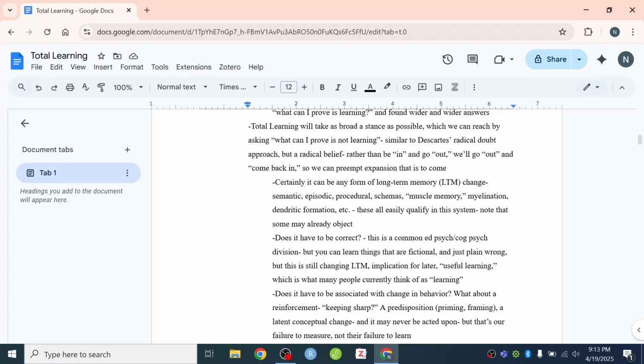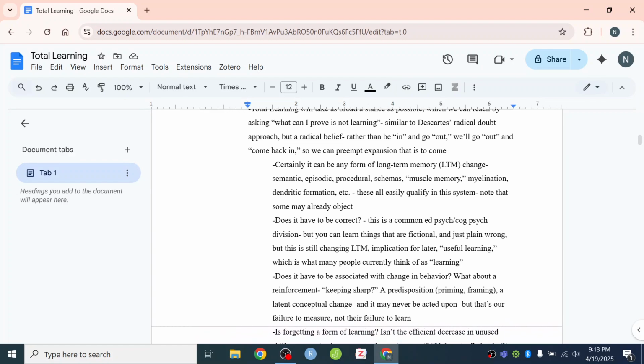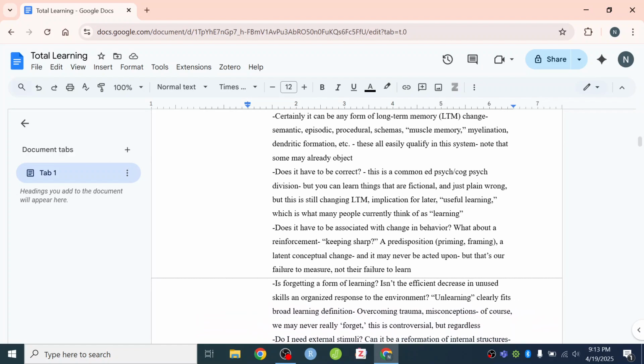Okay. So certainly we're going to accept that things that are included within the circle of total learning may not be associated with changes in behavior and may never be demonstrated, but they're certainly still occurring in there. Okay, now this is an interesting point here.